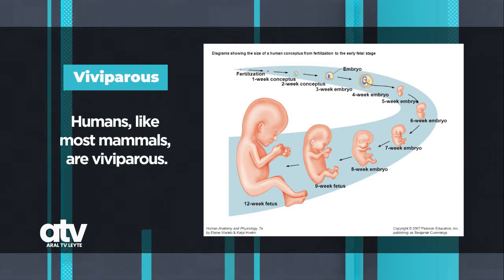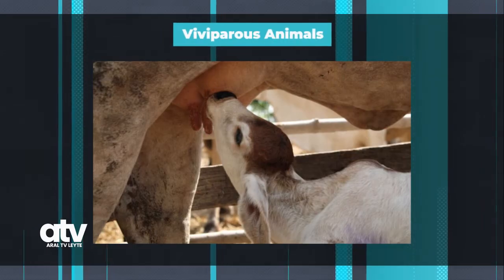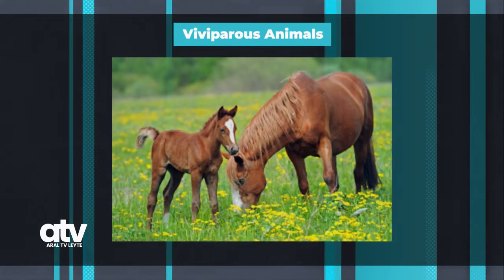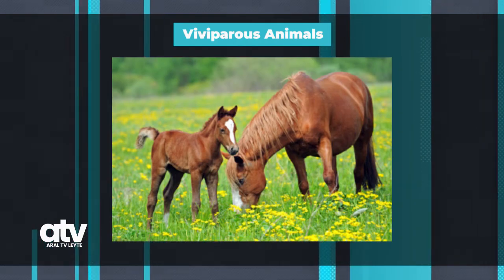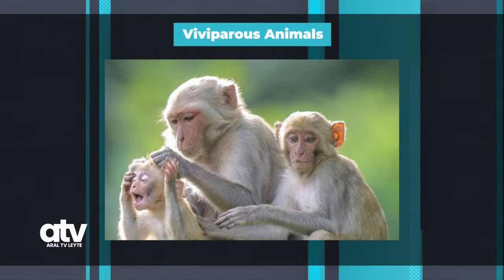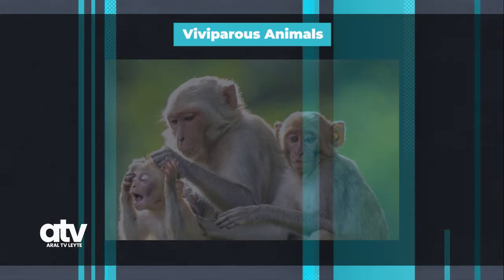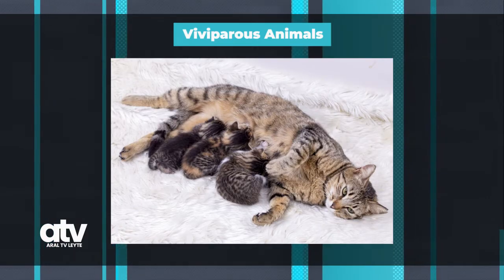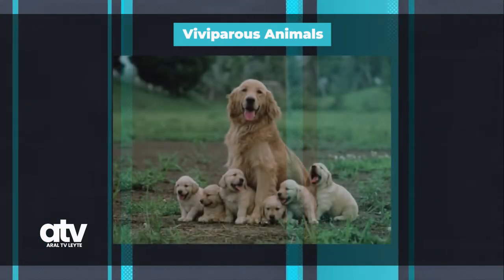Can you name some viviparous animals? Here are some examples: cows, horses, monkeys, cats, and dogs.